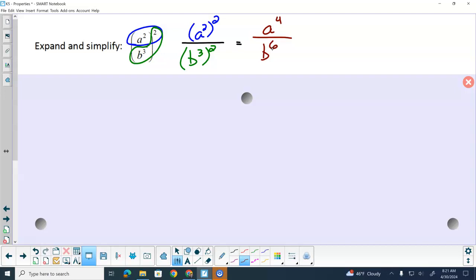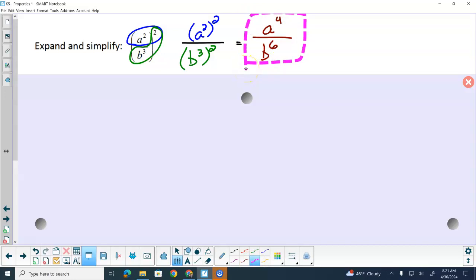I've got a to the 4th power, which means a times a times a times a. And I've got b to the 6th power, which is b times b times b times b times b times b. Does anything cancel out? In order to cancel out, they've got to have the same base, right? So is a the same as b? No. So does anything cancel out? Nope. So then that is our final answer right there. Okay?